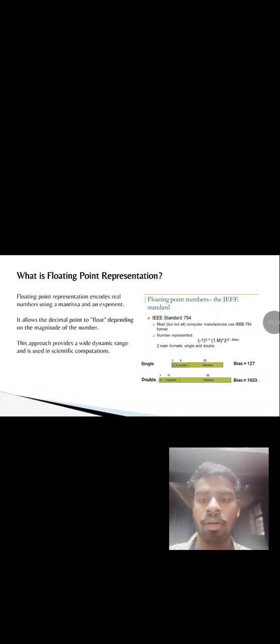Floating point representation. We want to know about floating point representation. Floating point representation encodes real numbers using a mantissa and an exponent. It allows the decimal point to float depending on the magnitude of the number. This approach provides a wide dynamic range and is used in scientific computations.